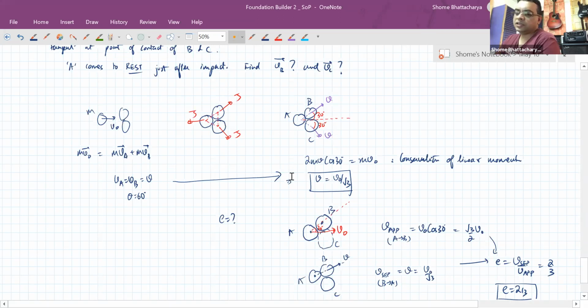Okay. So with that, we'll conclude the topic of system of particles, and next topic we'll do after that will be rotational mechanics or rigid body mechanics.